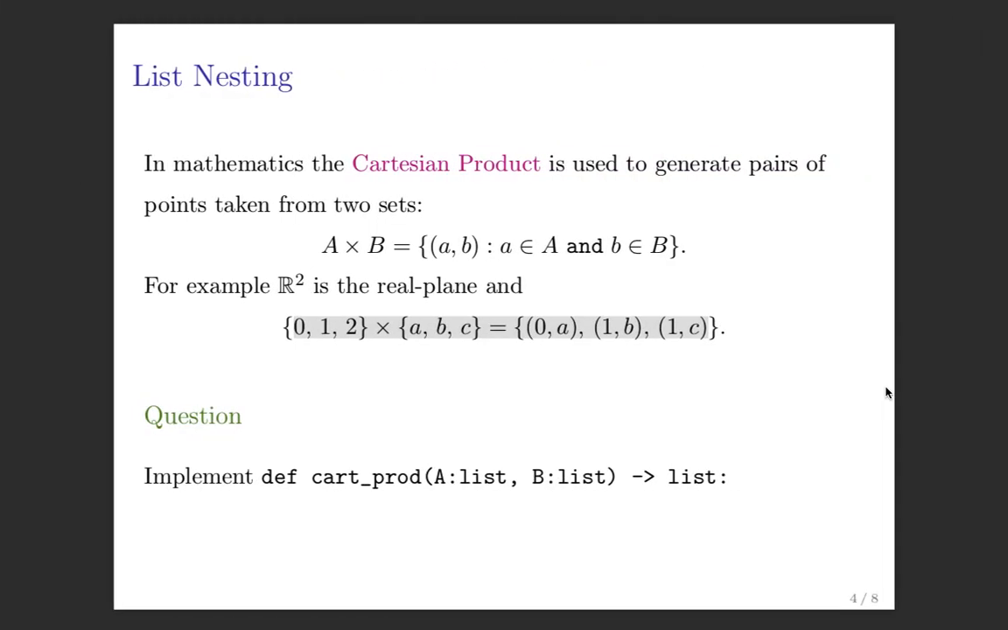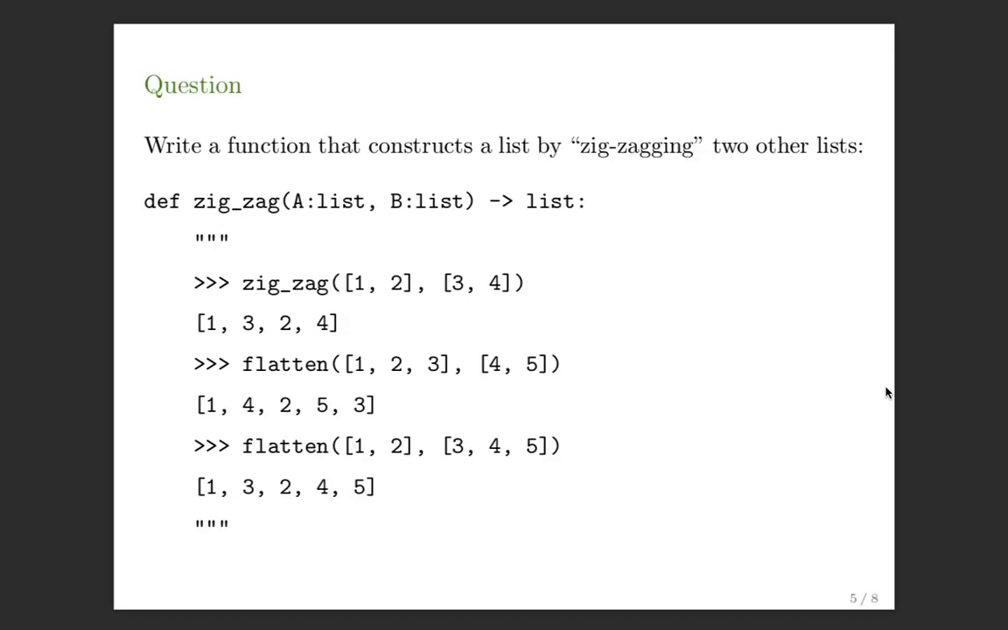Okay, so there's a bunch more questions I didn't get around to today. I want you to do them for practice. I'm going to put these on the labs. Okay, so write a function that constructs a list by zigzagging through the lists. So to zigzag, you go 1, 3, 2, 4. Right? I don't know why this is called flatten. It should be zigzag. To zigzag this, it should be 1, 4, 2, 5, 3. To flatten this should be 1, 3, 2, 4, 5.